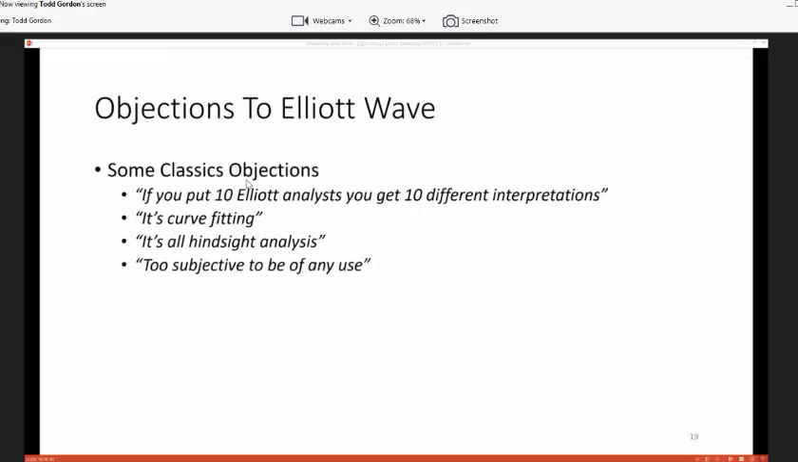Okay? So some of the objections to Elliott: you put 10 analysts in the room, you get 10 different interpretations. False, false, false, false. You get 10 guys who studied Elliott for 20 minutes, tried it, said it didn't work, and then they complain about it. Come on, losers. It's curve fitting. It's hindsight, too subjective to be of any use. Good trading is subjective, guys. That's just the truth. You've got to make decisions with all the information that's available to figure out the most likely path of the market.